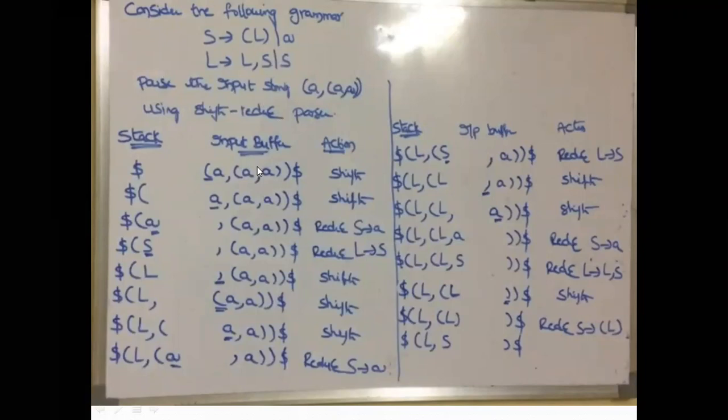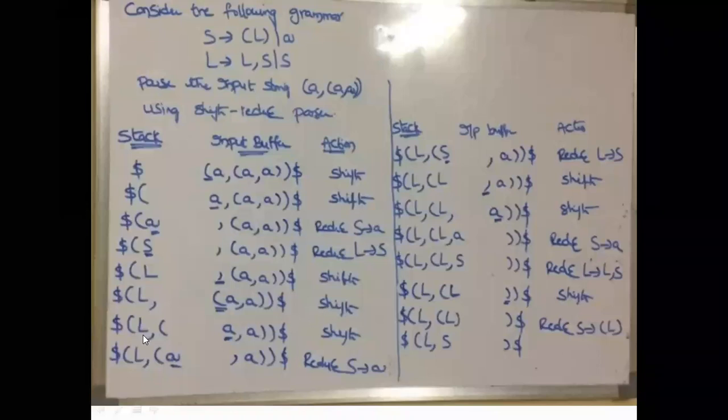Then we are performing the shift action. Shift means we push the next input symbol onto the stack. So what is the next input symbol? It is open brace, so that is pushed onto the stack. The action performed is the shift action.